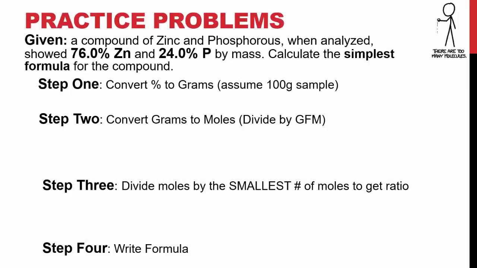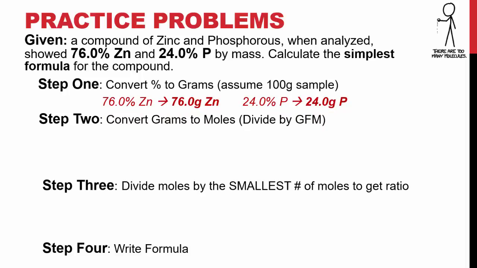So let's try this practice problem. In our given information, we know that we have a compound of zinc and phosphorus, and when analyzed, it shows that we have 76% zinc and 24% phosphorus by mass. We're going to calculate the empirical formula for this compound. So step 1 is convert percent into grams. 76% makes 76 grams, 24% makes 24 grams.